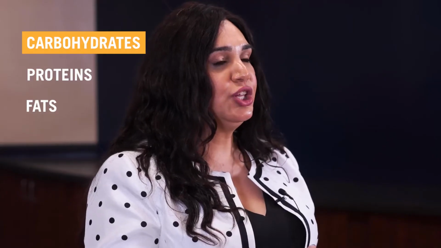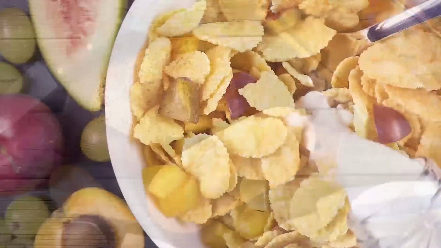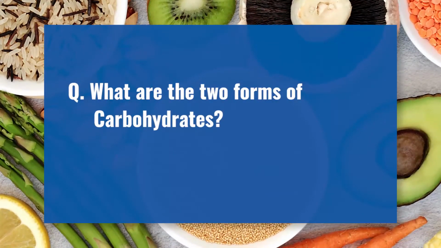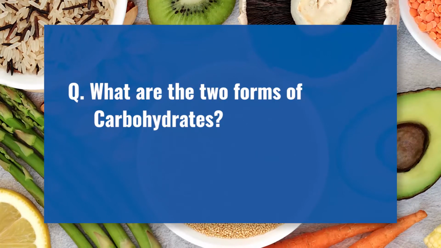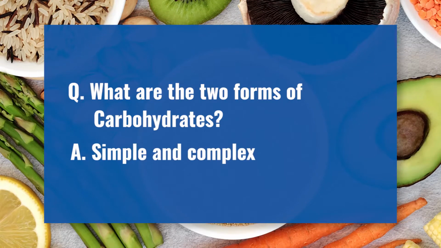The two main forms of carbohydrates are simple carbohydrates, or simple sugars, including fructose, glucose, and lactose, which also are found in nutritious whole fruits. And complex carbs, or starches, are found in foods such as starchy vegetables, whole grains, rice, and breads and cereals. So let me ask you, what are the two forms of carbohydrates? Do you remember? Well, if you answered simple and complex, you are correct.